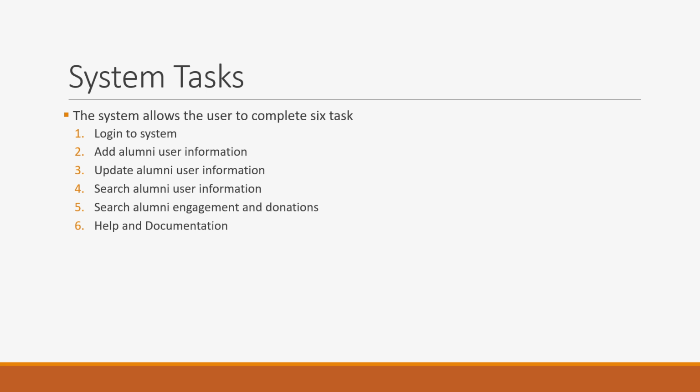So the system tasks, there are 6 tasks on the system. The first one being logging into the system. This is required before anything else can happen. These are attempts to log into the system with their credentials. Once they're into the system, they can add alumni information. The rest of the tasks cannot be completed without existing alumni information.